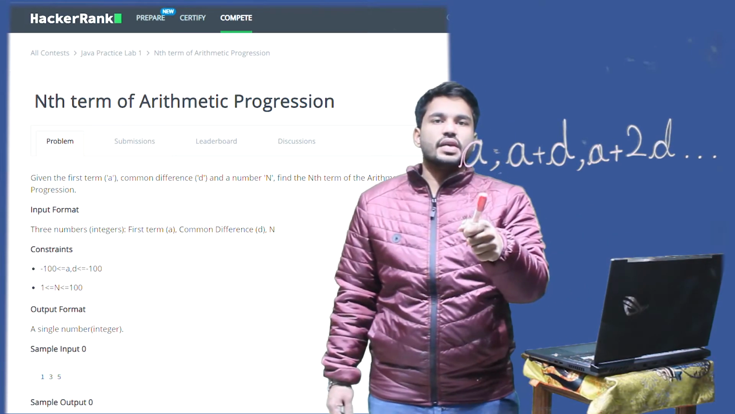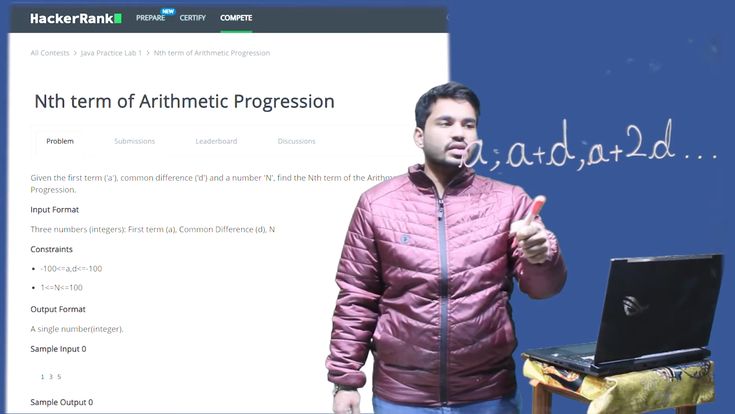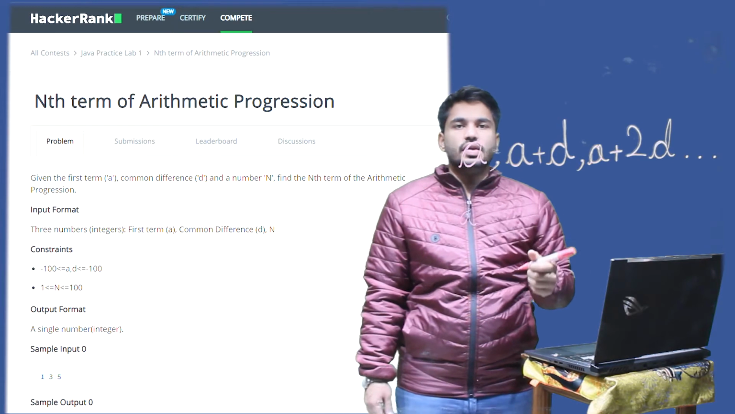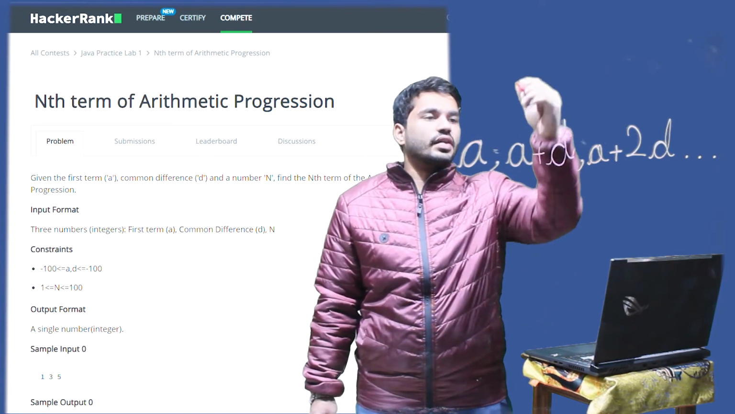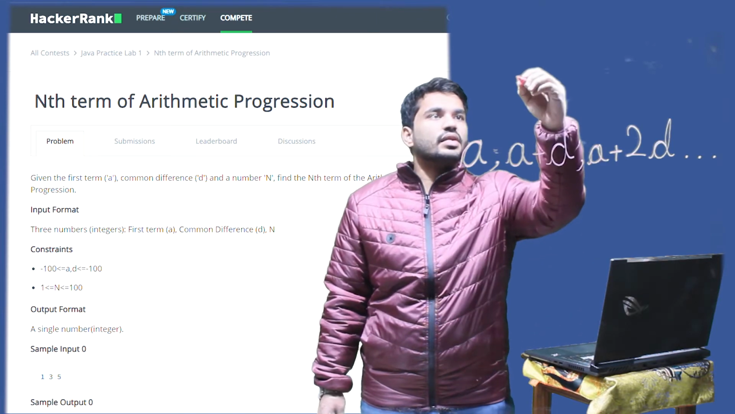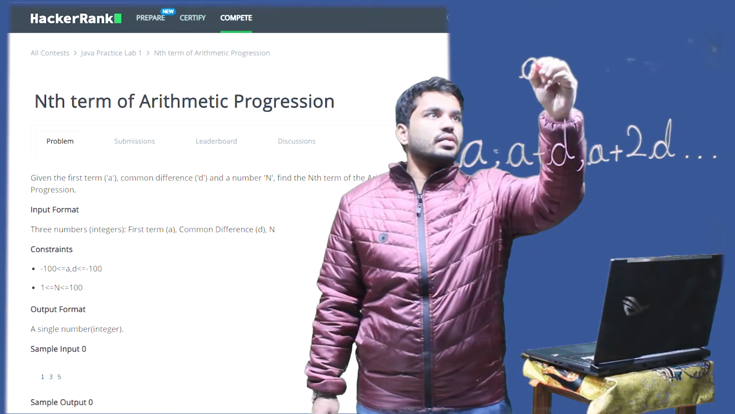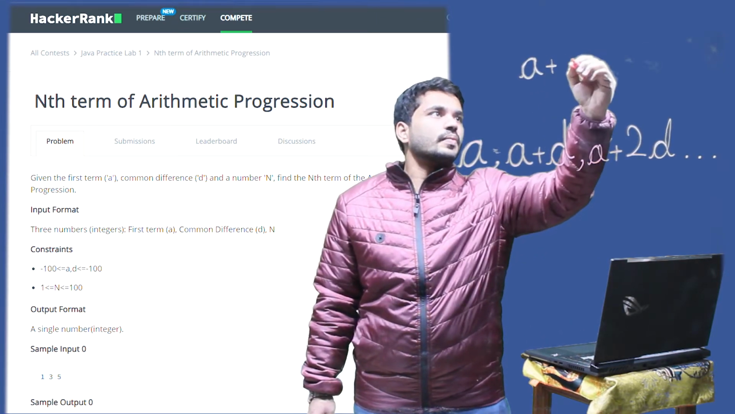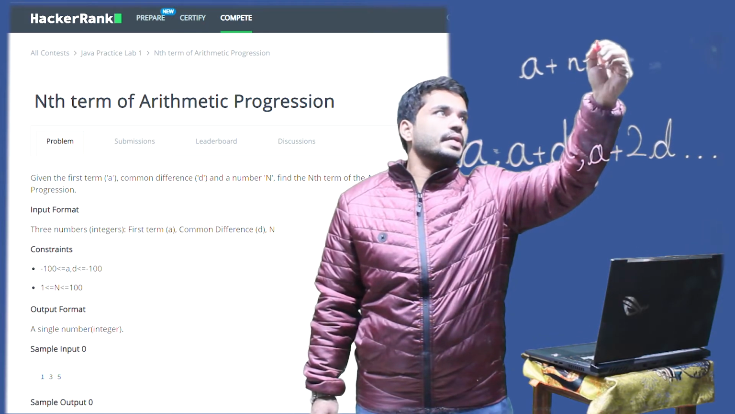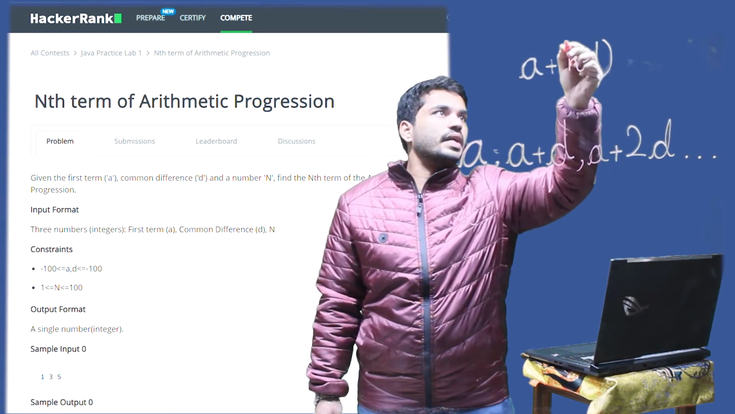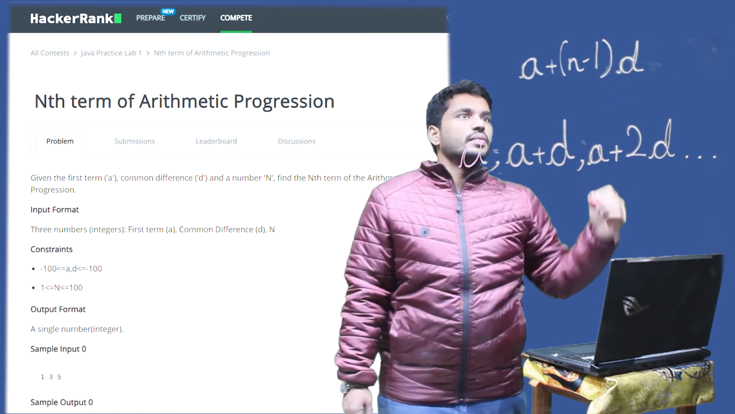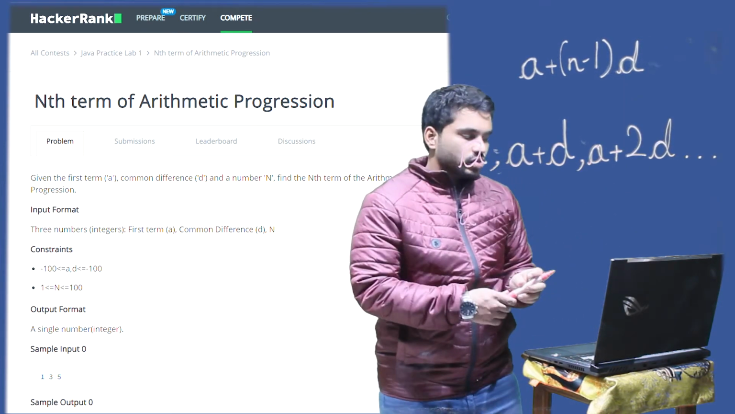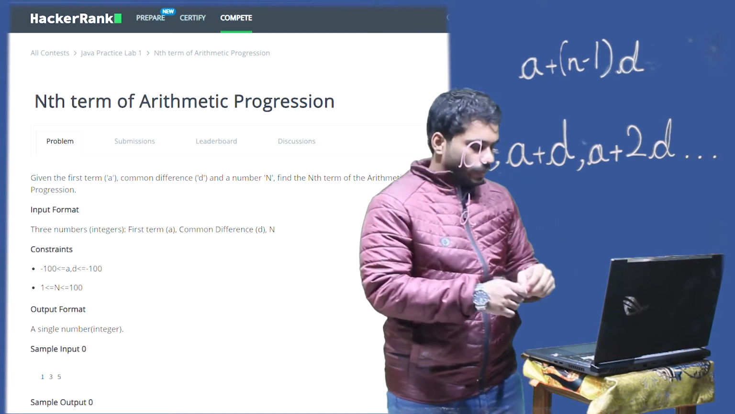So the first term is A, the second term is A plus D, the third term is A plus 2D, and so on. To get the nth term, we have a very simple formula, and we can also see from this pattern, it's A plus (n minus 1) multiplied by D. Okay? So now let's see how we'll code it.